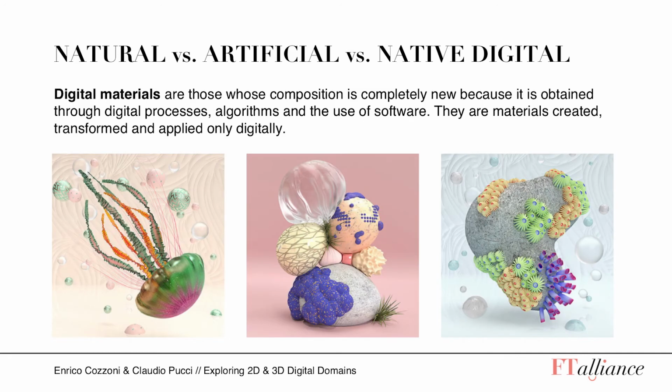Apart from the natural and the artificial, and their versions that can be acquired digitally, we have another type of material: the native digital material. These are materials that do not exist in reality, but that we can create inside a digital environment with digital processes, algorithms, and software. So they are created, transformed, and applied only in the digital world.